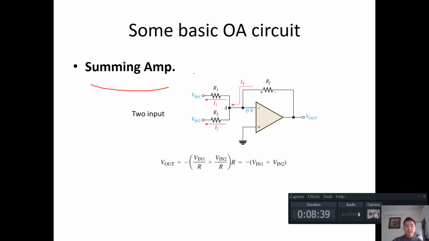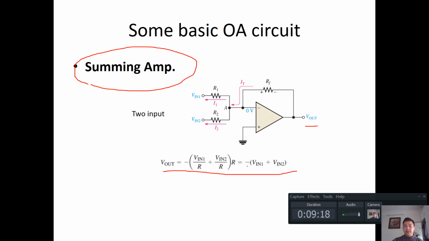The first one is the summing circuit. In the summing circuit, V out will be a formula of the summing of the V in. And how to realize this? We have V in 1, for example, V in 2. Both of these signals will go to the negative point, and as the output we have V out, the summing of the V in. Okay, and you can easily prove this formula.